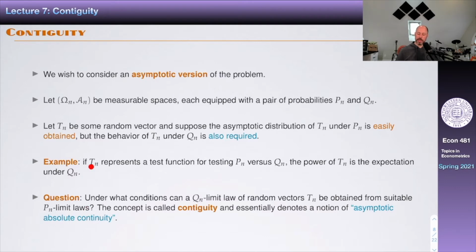And again, an example is Tn represents a test function. Pn is the distribution under the null versus Qn, which is the distribution under the alternative. So the power of Tn is the expectation under Qn. But typically, we have a good characterization of the behavior of the test statistic under the null hypothesis. All right, so the concept that we need to answer this question is called contiguity, and it is sort of like an asymptotic version of absolute continuity. That's what we're going to do.